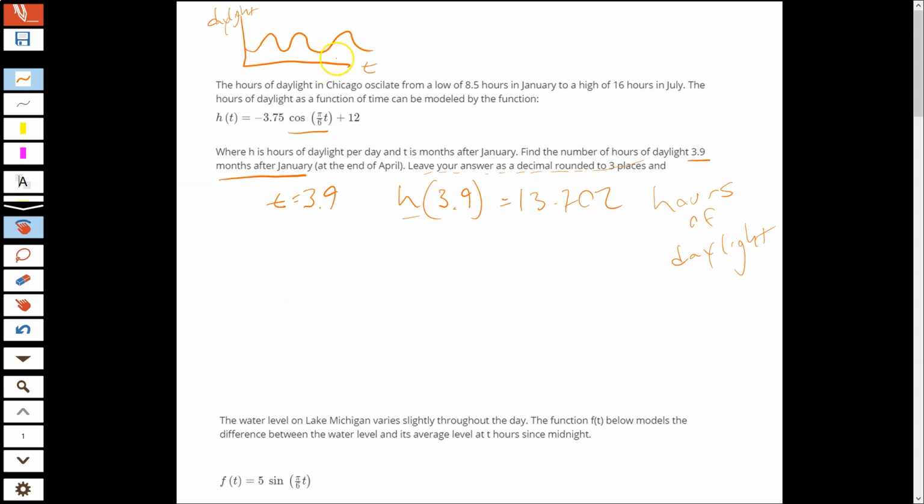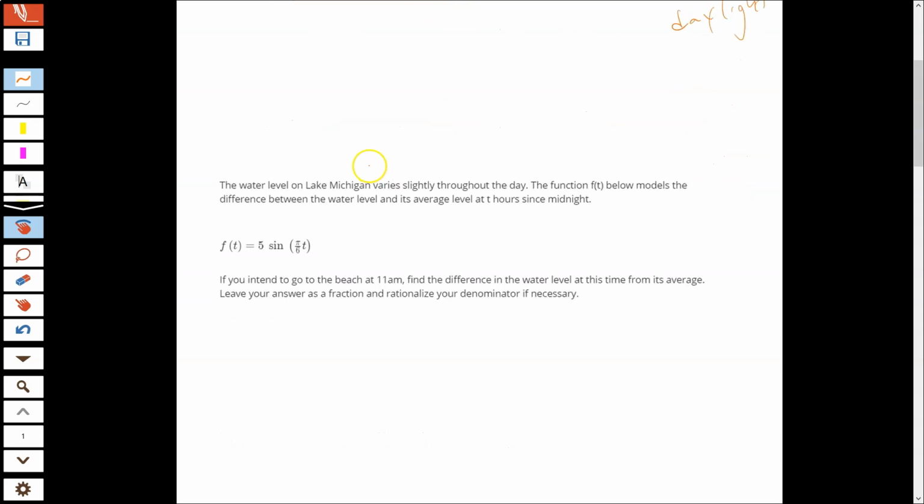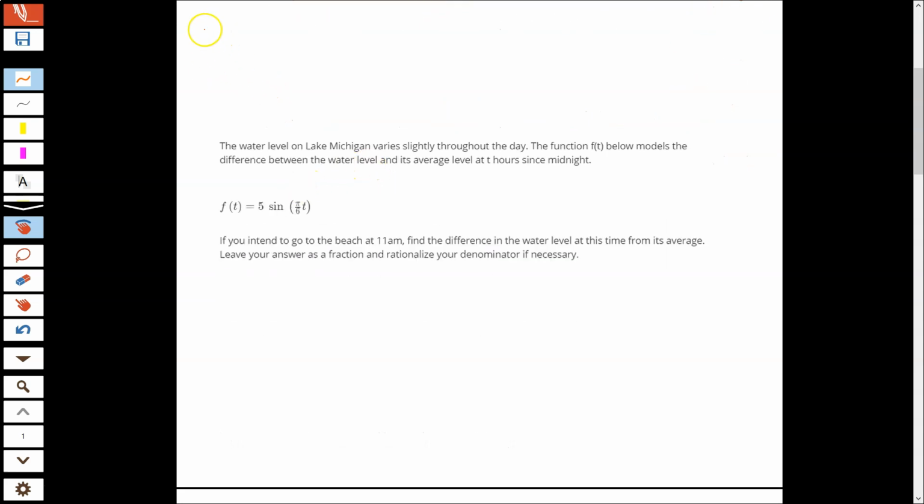So that's an example of an application problem. We're doing what you already knew how to do, which is essentially plugging values into functions. You've known how to do that forever, but we're using these trig functions. In our next example now, this one's about the water level on Lake Michigan. So you may or may not know that water levels on big bodies of water like that tend to vary throughout the course of the day. It's called the tide, right? It's because the moon is pulling on the water. On Lake Michigan, it's very small because there's not that much water in Lake Michigan, but in the oceans, it's pretty significant.